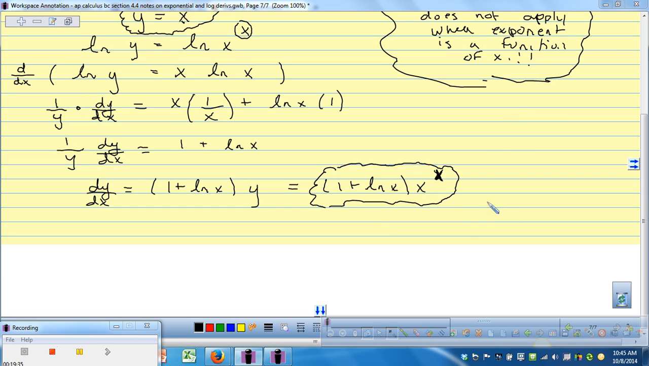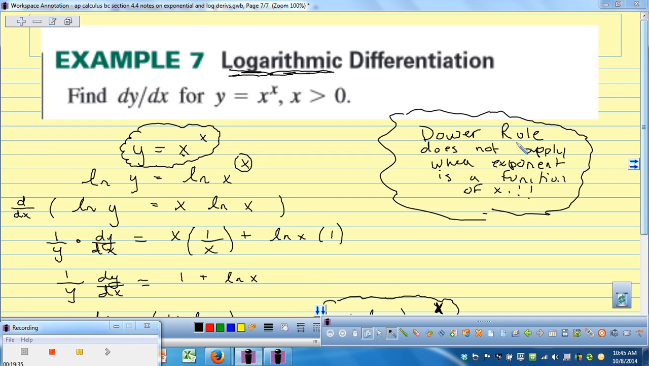And what time am I at? Okay. About 10 minutes. Okay, so let's get our assignment sheet up and see what the homework is for today.